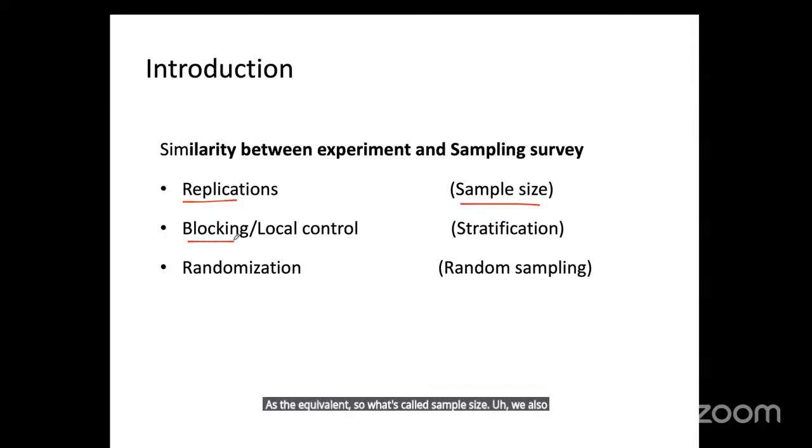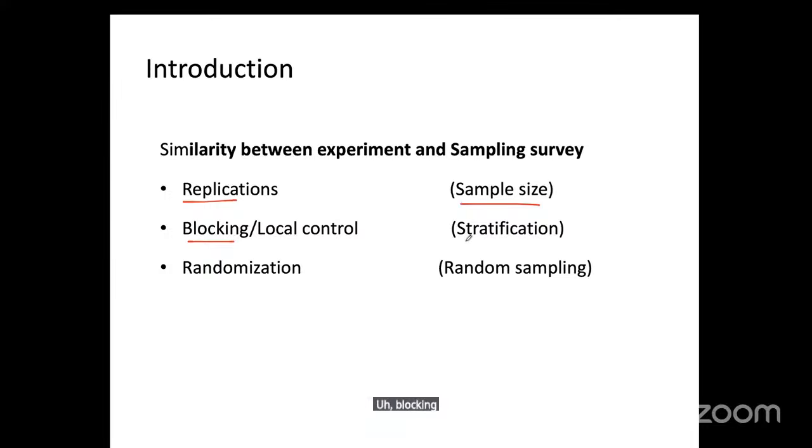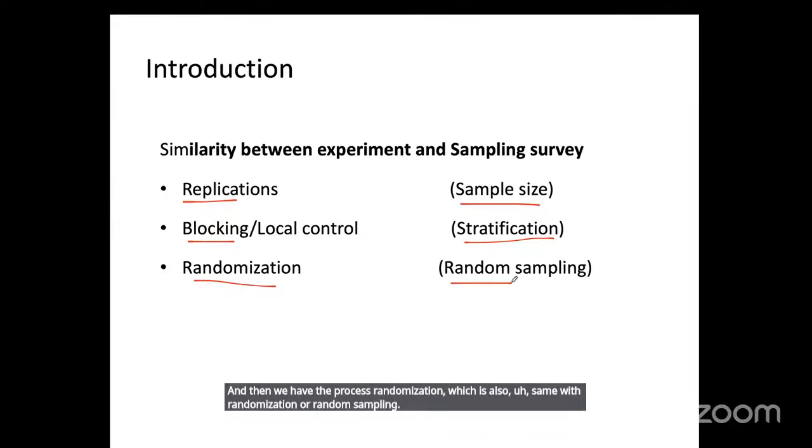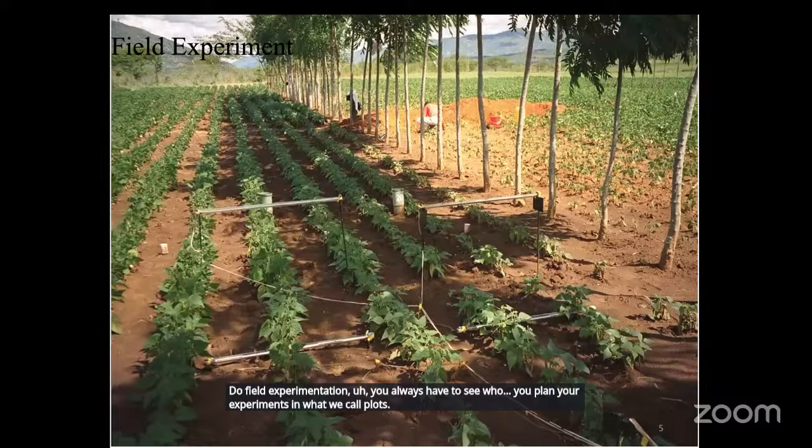We also have the second principle, which is called blocking. Blocking is related to stratification for those who do sampling surveys. And then we have the process of randomization, which is the same as randomization or random sampling in the case of sampling surveys. For those who do field experimentation, you plan your experiments in what we call plots.